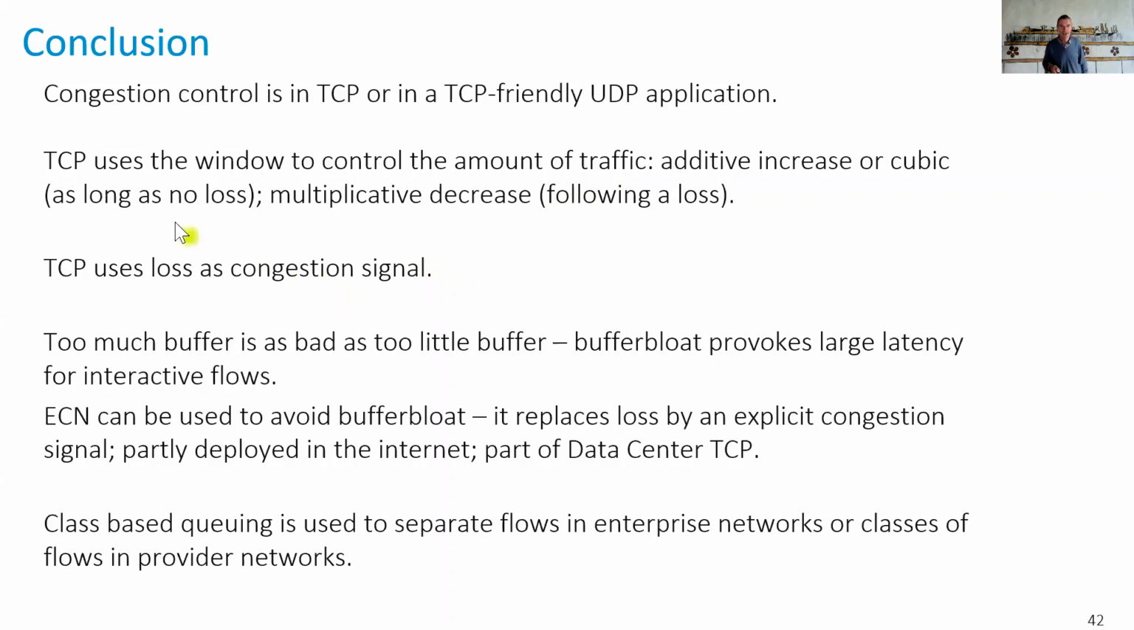By default, TCP uses loss as congestion signal. It can also use ECN, explicit congestion notification, as a supplementary congestion signal, and this has the benefit of avoiding filling the buffers, which has drawbacks in terms of latency. And orthogonal to all this, we do class-based queuing to separate classes of flows, either because they don't react to congestion or because they use different congestion reaction mechanisms.